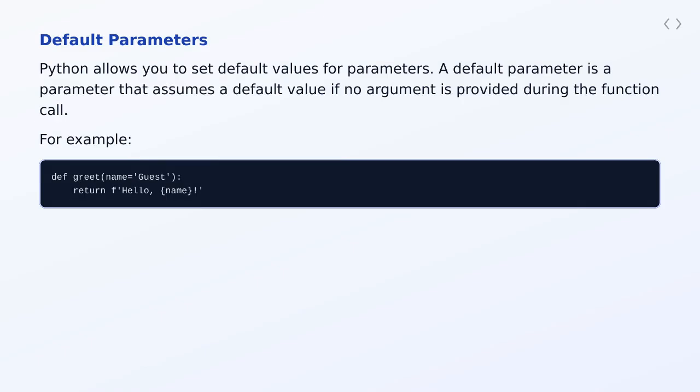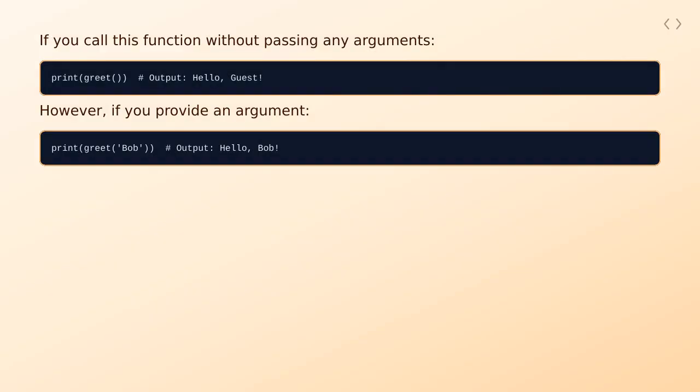Default parameters. Let's dig in. Python allows you to set default values for parameters. A default parameter is a parameter that assumes a default value if no argument is provided during the function call. For example, walk through the function definition shown in the code example. If you call this function without passing any arguments, see the example. On this slide, pause if you want to study the details.